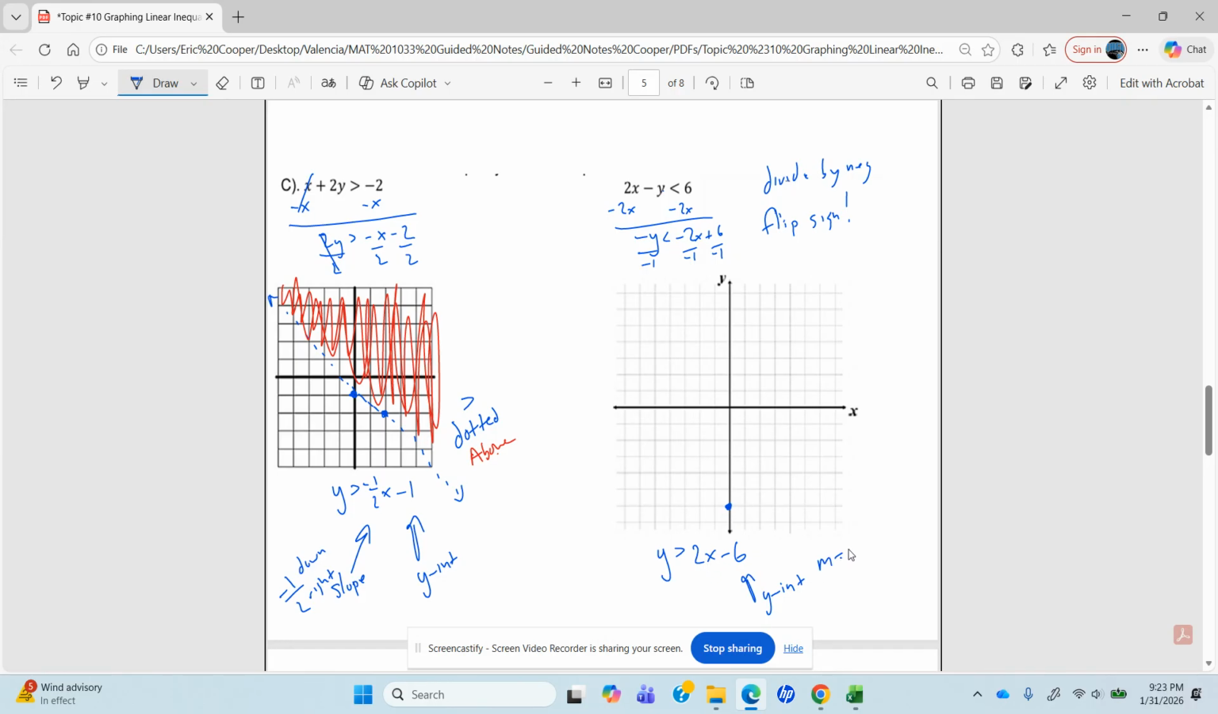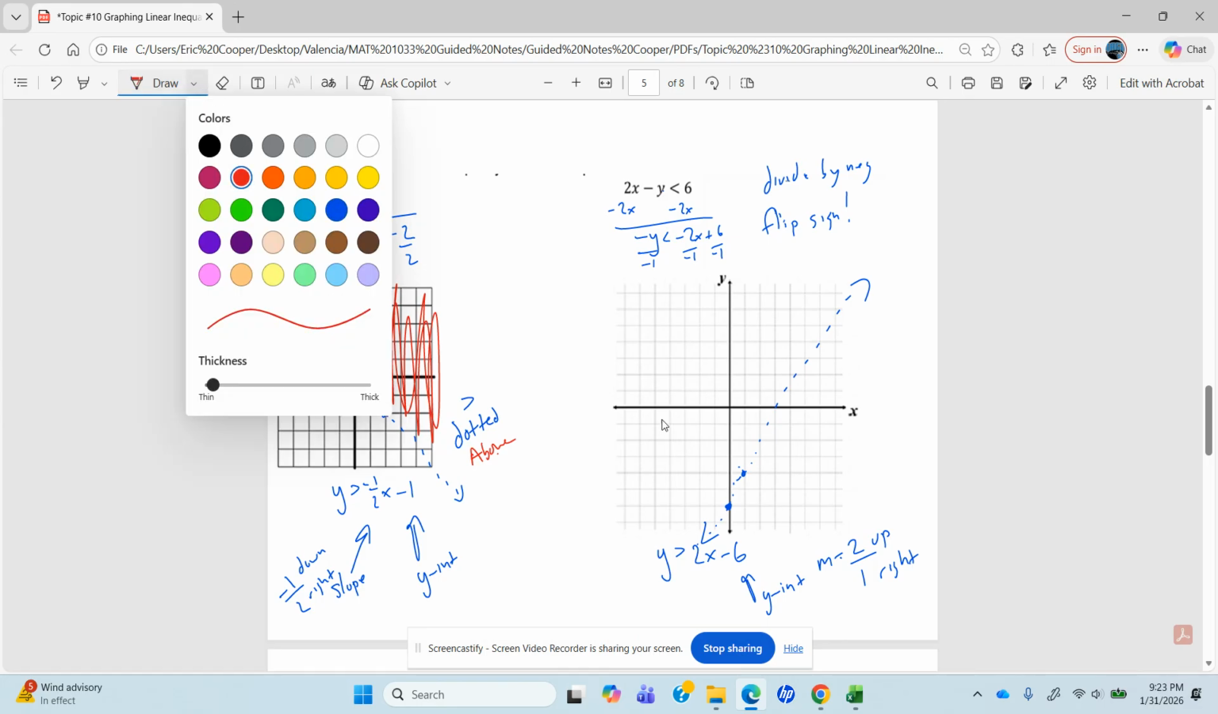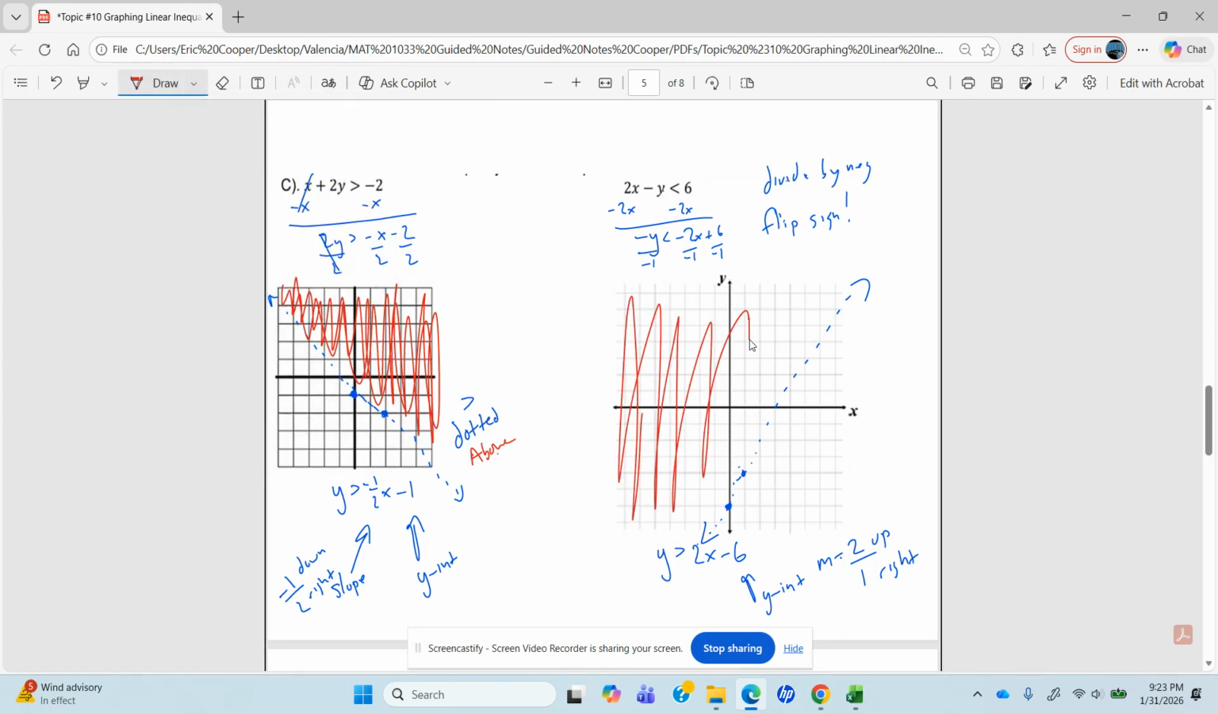My slope is 2, which we'll call 2 over 1, which means we're going to go up 2 and to the right 1. It's a greater than, so again I need a dotted line because it does not have the equal sign on it. And it is greater, which means I need to shade above the line.